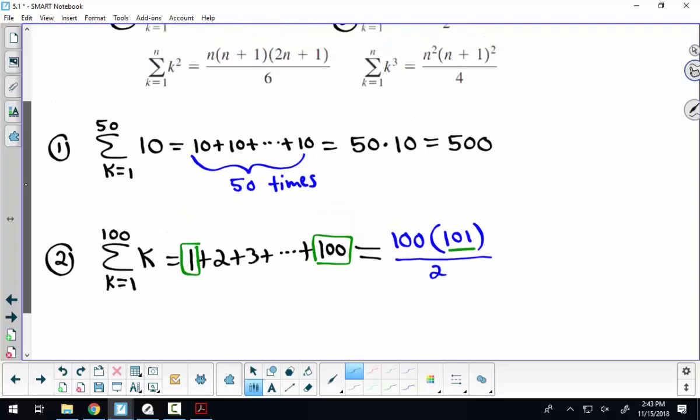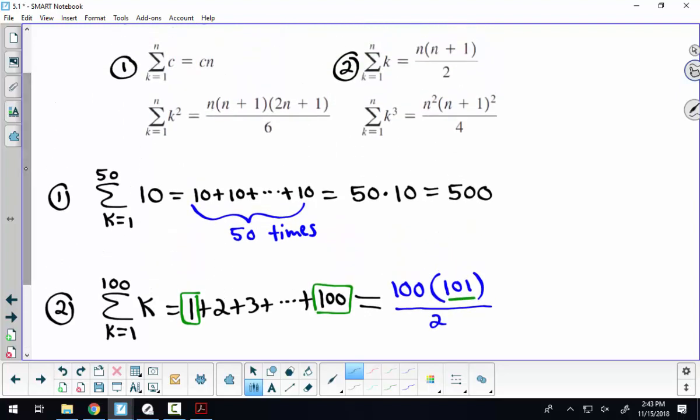So when we sum the first n integers, the sum is always n(n+1)/2. Summing the first n integers squared gives n(n+1)(2n+1)/6. We'll call that number 3.